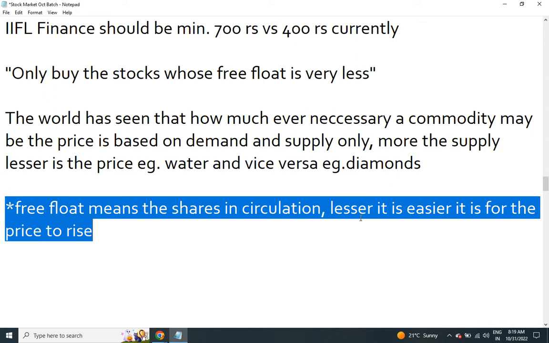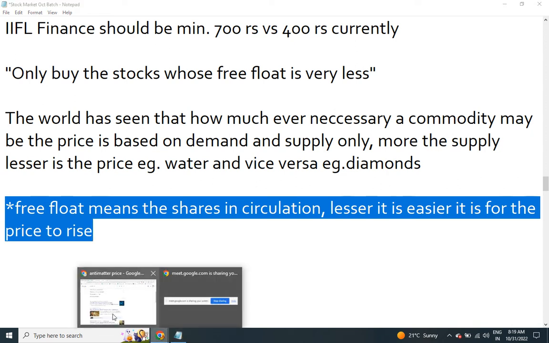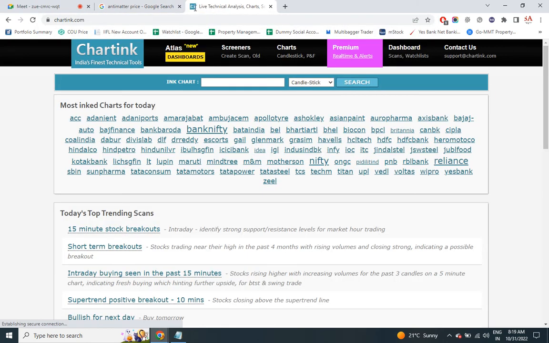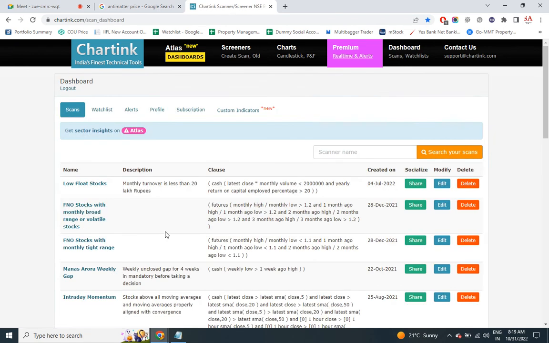Then what has to be done? I told you the first condition is what? Companies whose free float is very less. That means companies whose daily volume should be very less. How can I get that? For this, you may have to go here. I'll get back to this point just to show you what we are going to do in classes to come. These are all screeners. Okay.